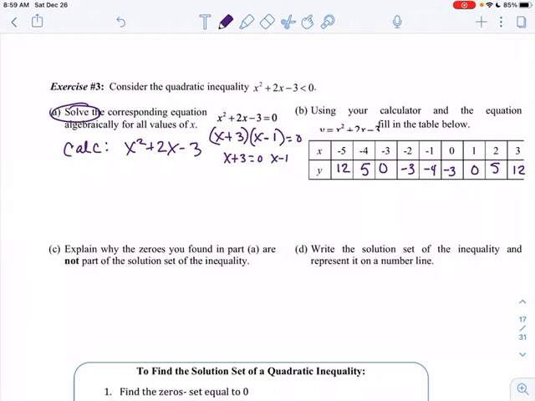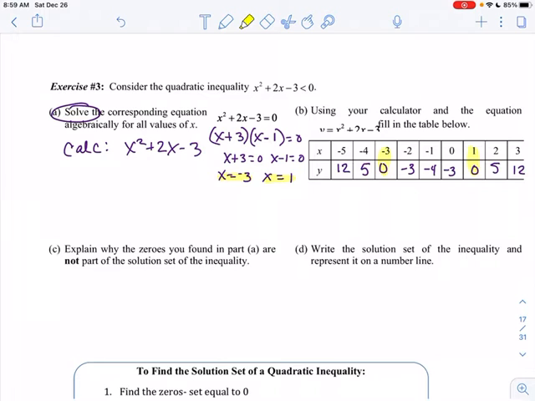And I solve. And we're going to see in a second that matches up with my table. So I get x equals -3 and x equals 1. Those are my two solutions. And look, those are my two solutions right here. All right. Explain why the zeros you found in part A are not part of the solution set.